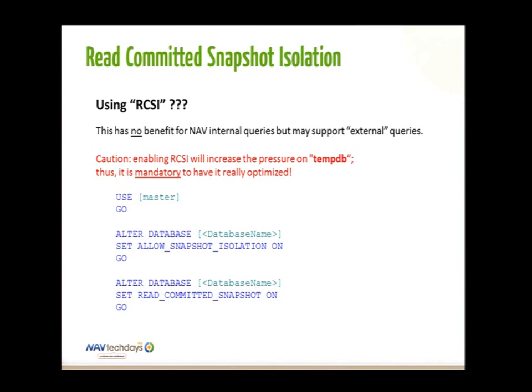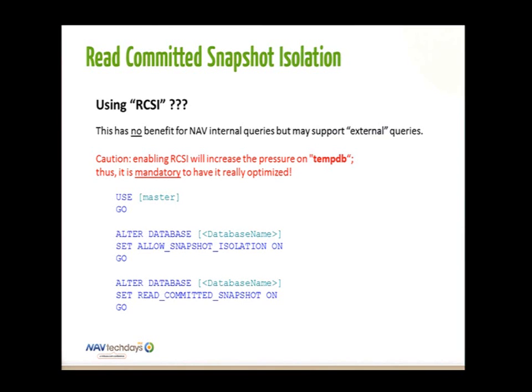So queries coming from outside using read-committed isolation can read the committed record from the tempdb, which is a clean version, but an older version. That's pretty similar to the versioning principle we had in C/SIDE. But this is a database switch. So that means this applies to any change that happens in the Navision database.